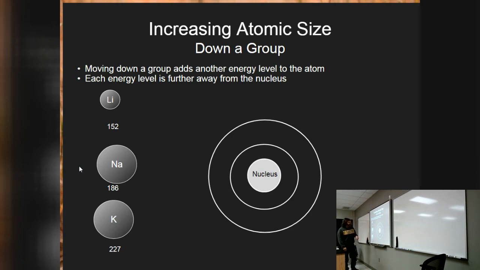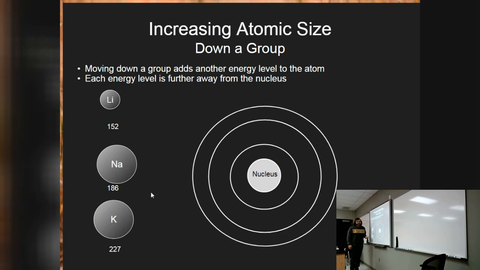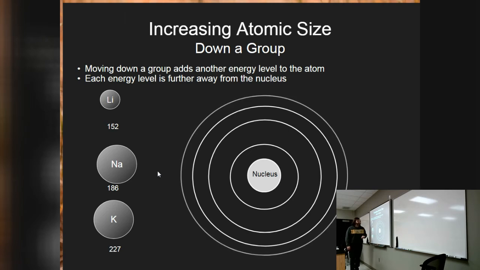Okay. Now, with that being the case, why? Here is a Bohr model without the electrons, just the energy levels of lithium. You can see that it has 2 energy levels. Sodium adds a 3rd, so that makes it bigger. And potassium adds a 4th energy level. So you can see again that as we move down a group, that is exactly why the atoms are getting larger. It's because you're adding these energy levels.